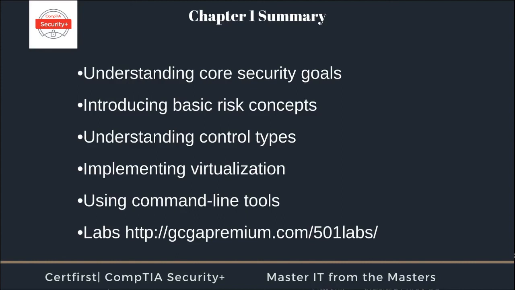So for Chapter 1, we've covered a lot of different material. So we talked about core integrity goals, core security goals, like the CIA triad: confidentiality, integrity, and availability. We talked about the basic concepts of risk management and risk mitigation. We talked about different types of controls: technical, administrative, physical, and their various goals. We also covered virtualization, including key concepts like hypervisors and containerization. And then we looked at some of the basic command line parameters for both Windows and Linux hosts as well.